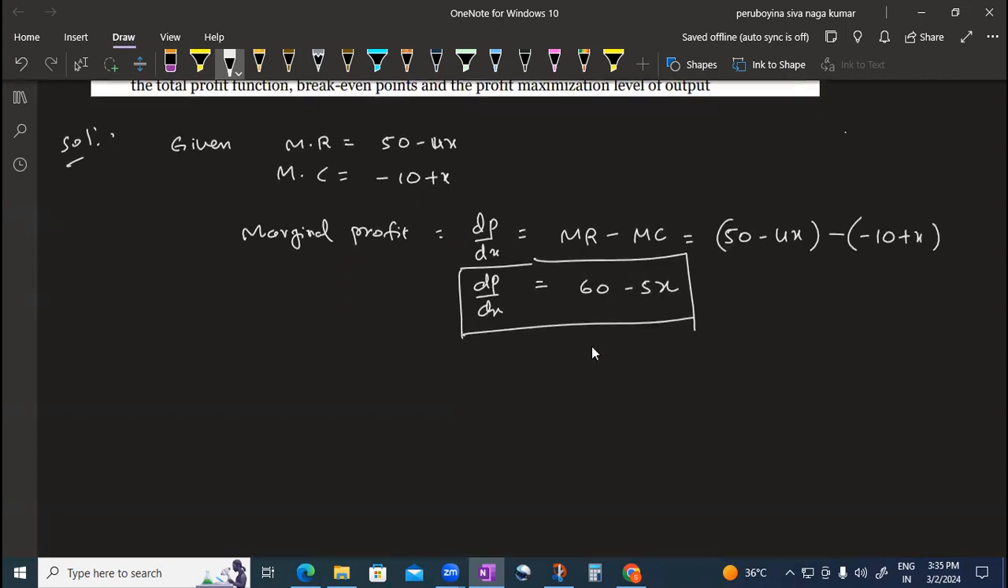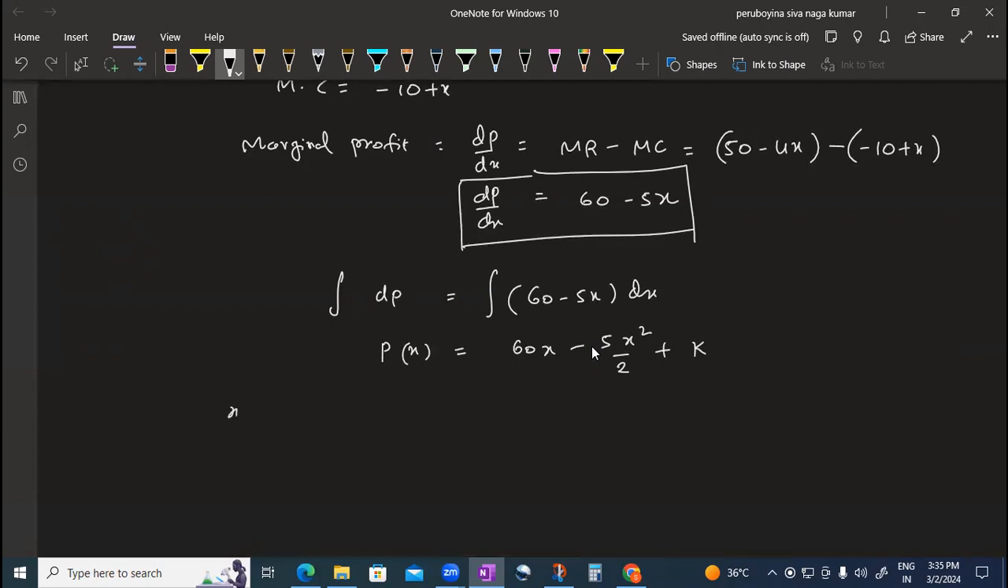And now integrating on both of the sides, integral dp is equal to integral 60 minus 5x dx. You know how to calculate the profit function P of x. So 60x minus 5x squared by 2 plus some constant k. He said if x is equal to 0, profit value will be 1000 rupees loss. Substitute in this equation.